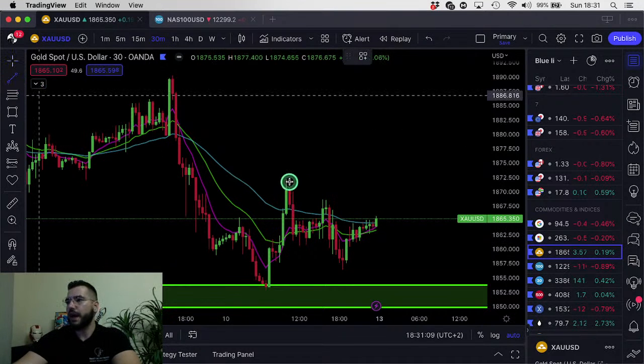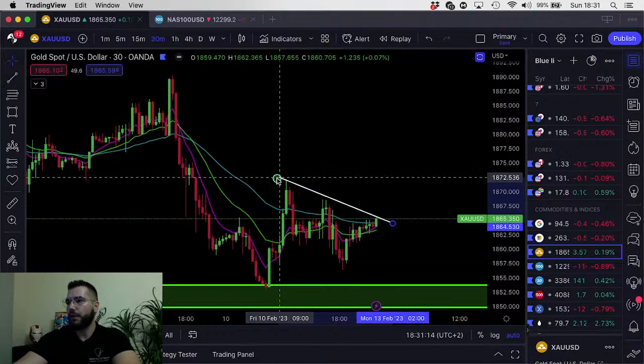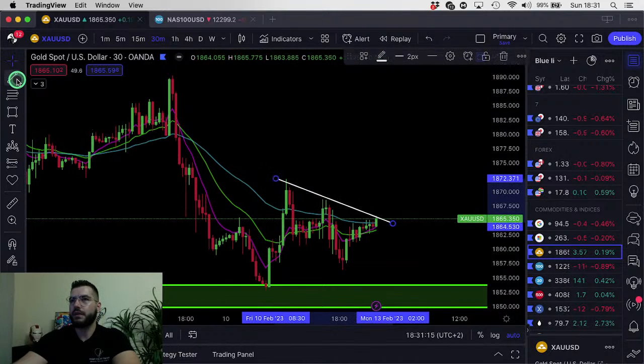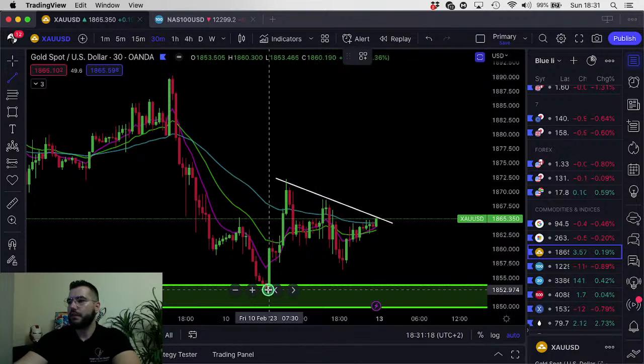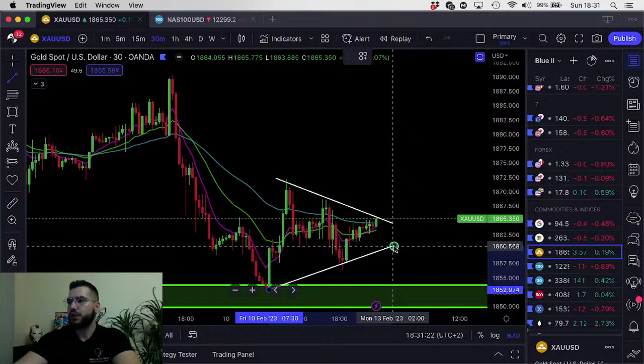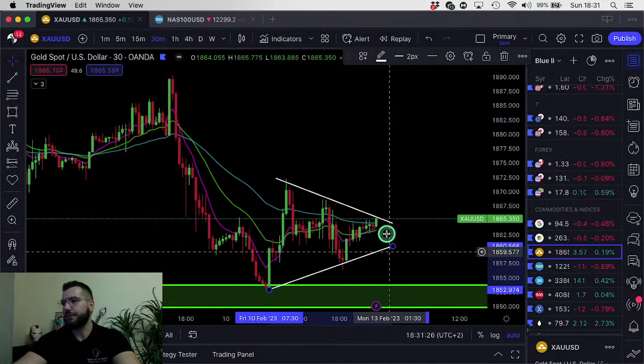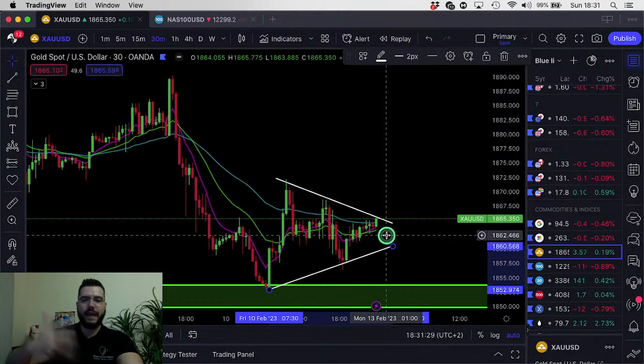We also have a lower time frame pennant forming over here. Obviously, a pennant can break in any direction, so there is still a chance that we're just going to bounce on that trend line and then sell from there. So you do want that clear indication before entering into your trade.